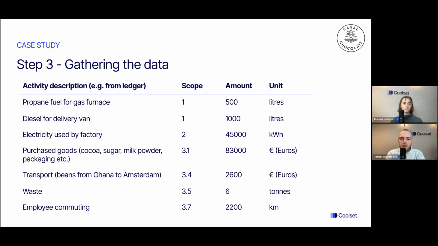And then for the last one, they might say we did apply commuting calculations. That's scope 3.7, and we have 2,200 kilometers traveled. Of course, here, for example, on the Coolset platform, you can break that down by transportation method. So you could say 20% came by train, 40% comes by car, another 10% walks, and then we have the X percentage that remains that comes by public transport or carpools, for example. So there's different options to consider here.